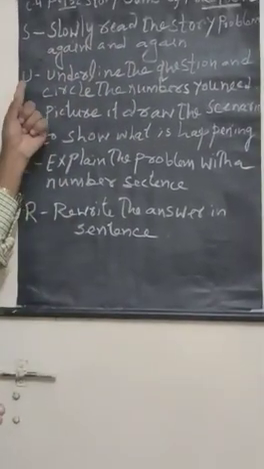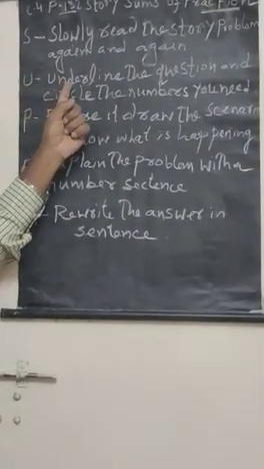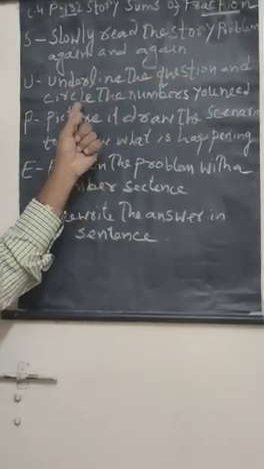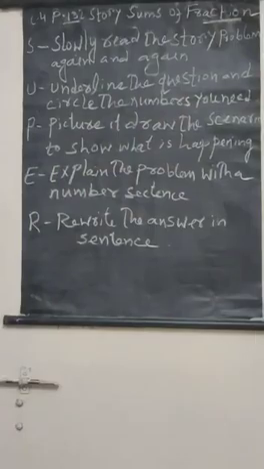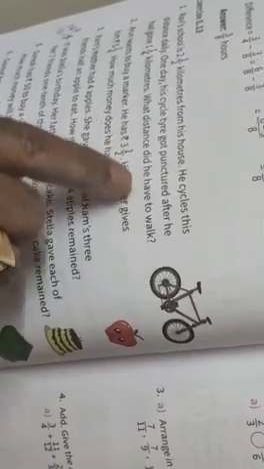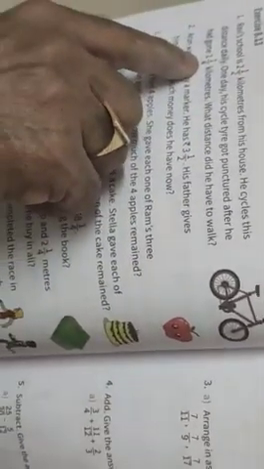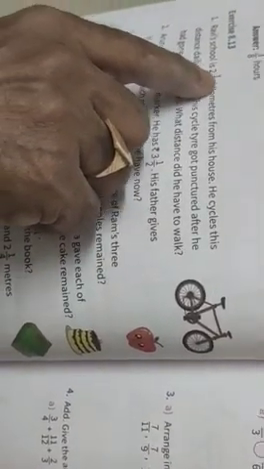Second thing is U. U means underline the question and circle the numbers you need. Suppose this is the first question. Underline the question, that is, what distance. We have to find the distance that you have to walk. Then circle the numbers you need. So here we need 2 integer 1 by 2 and 1 integer 1 by 4. That one you circle with pencil.